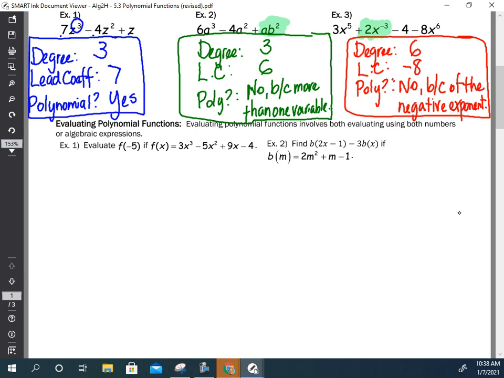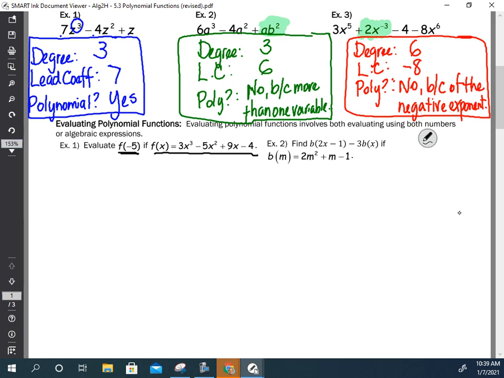All right, let's go to the second part. So the second part is evaluating, which evaluating is more so algebra 1 than it is anything else. Evaluating means take the number or the variable or the expression, plug it into the problem, and simplify it. So we'll do one with numbers and we'll do one with variables. Evaluate f of -5 with that as your function.